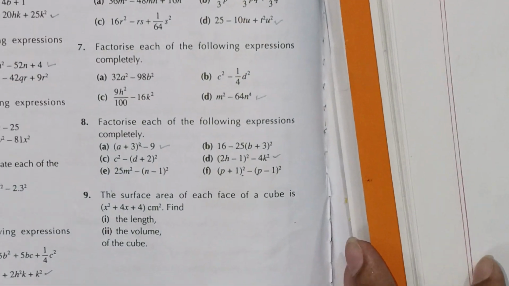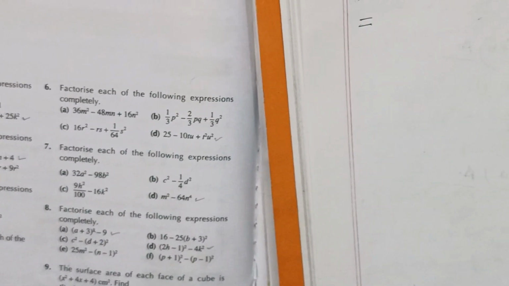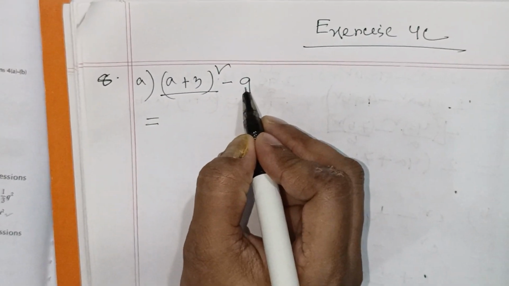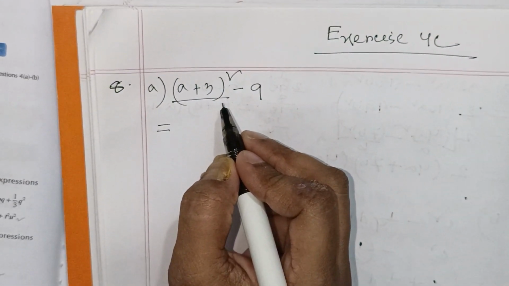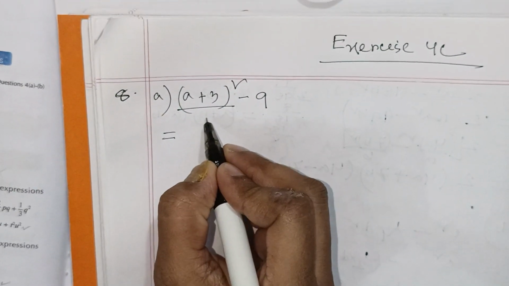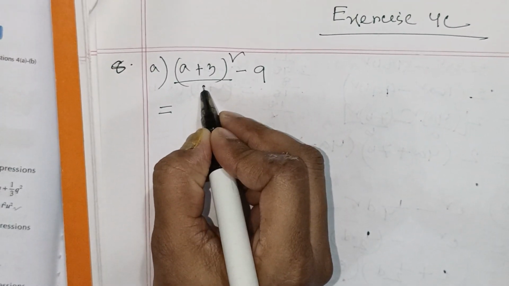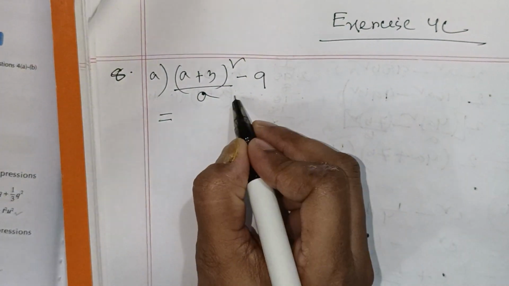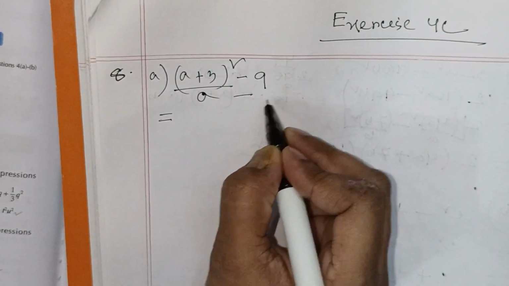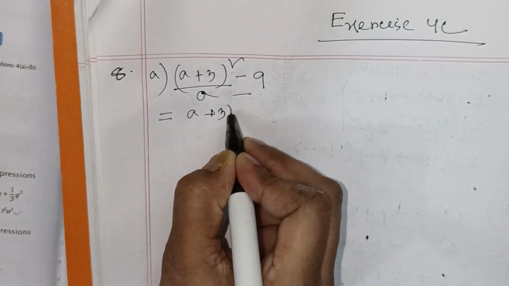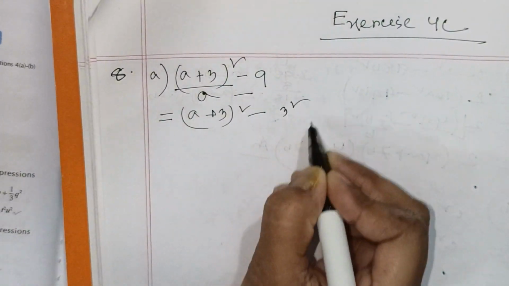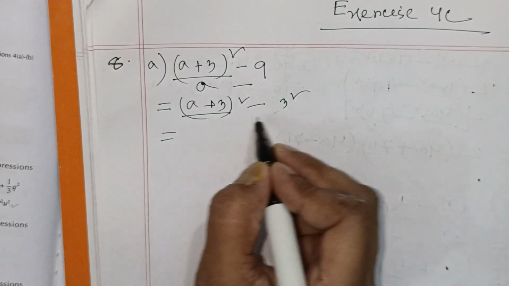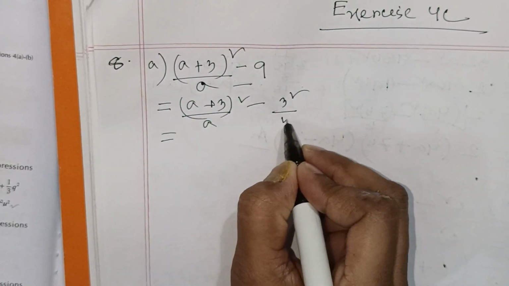Exercise 4C number 8. Factorize each of the following expressions completely. So see, (a plus 3) whole square minus 9. Here, (a plus 3) whole square, from full here I assume a, and 9 we have to break down first. 9 broken down is 3 squared.